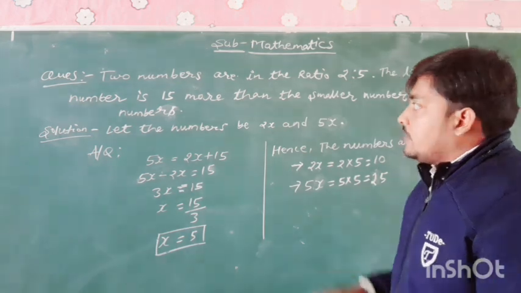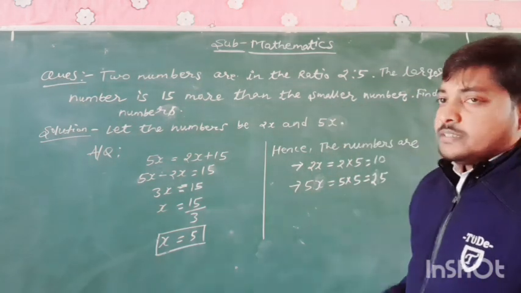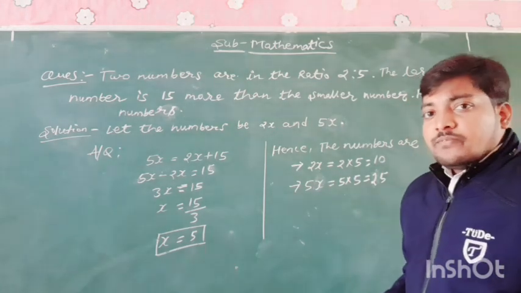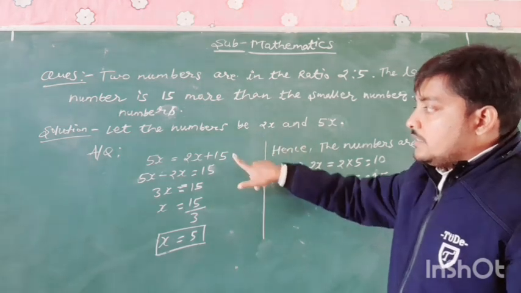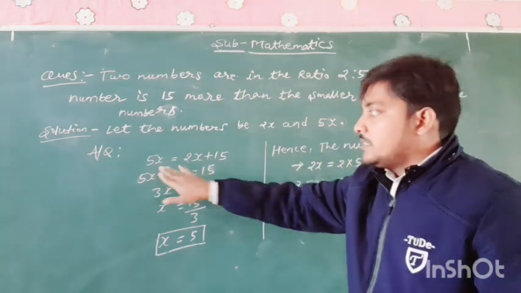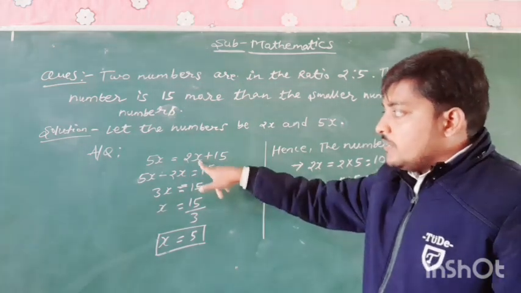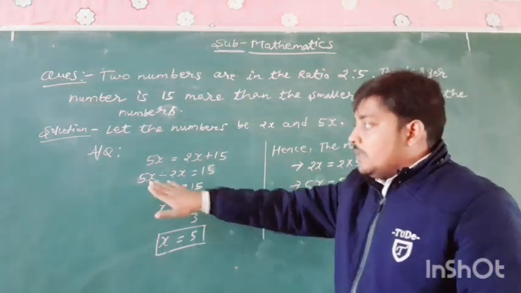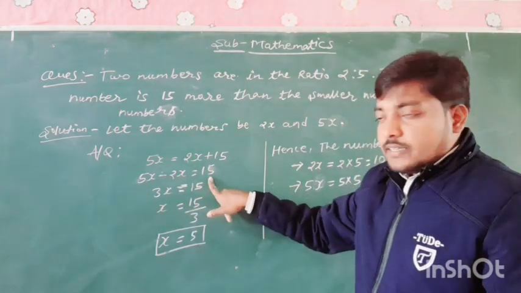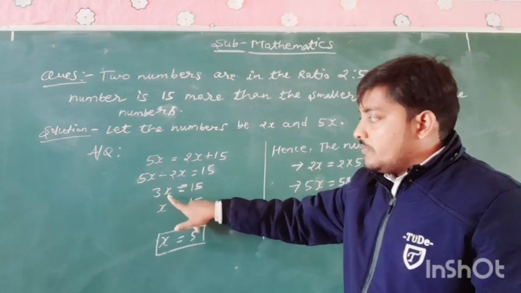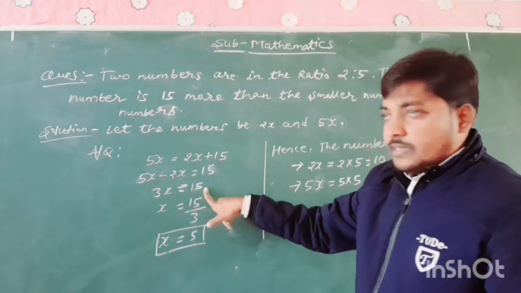The relation between both numbers, larger number and smaller number: the larger number will be 15 more than the smaller number. Then the equation will be 5x equals 2x plus 15. Here we have to solve like terms. 5x minus 2x is equal to 15. The difference of 5x minus 2x is equal to 3x, which is equal to 15.